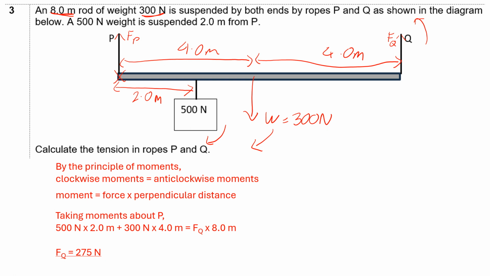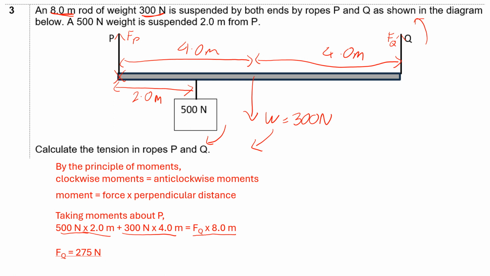So moments about P, the turning effect of the 500 newtons is clockwise. So 500 newtons times 2 meters on the left-hand side. The weight, 300 newtons times 4 meters on the left-hand side as well. So we have these two terms here. And on the opposite side of the equation, because it is providing an anti-clockwise moment, we have Fq times 8 meters. Again, I've omitted the math to get our final answer of Fq equals 275 newtons.